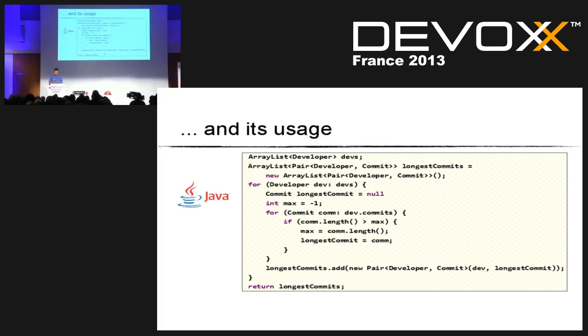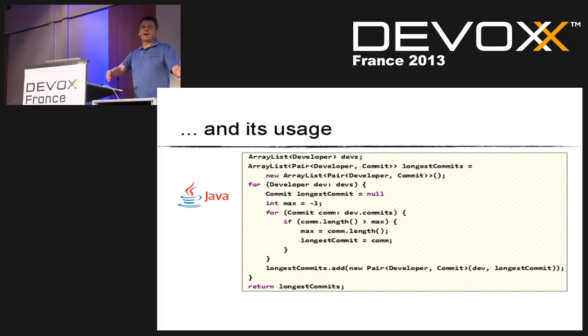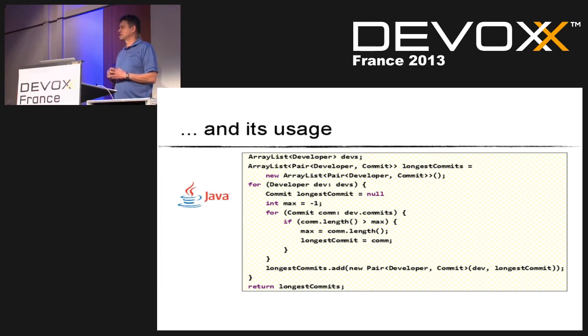So let's look at a usage of this class. What does that program here do? Well, it's pretty typical collection code, right? So we have a list of devs, and we set things up, and then we have a loop for going through all the devs, going through all the commits of the devs. If the length is greater than the previous maximum, then update the maximum and set the longest commit, and then finally we add the developer and the longest commit to this longest commits. Aha. So what this seems to do is, for each developer we get a pair with the developer and the size of the longest commit of that developer.